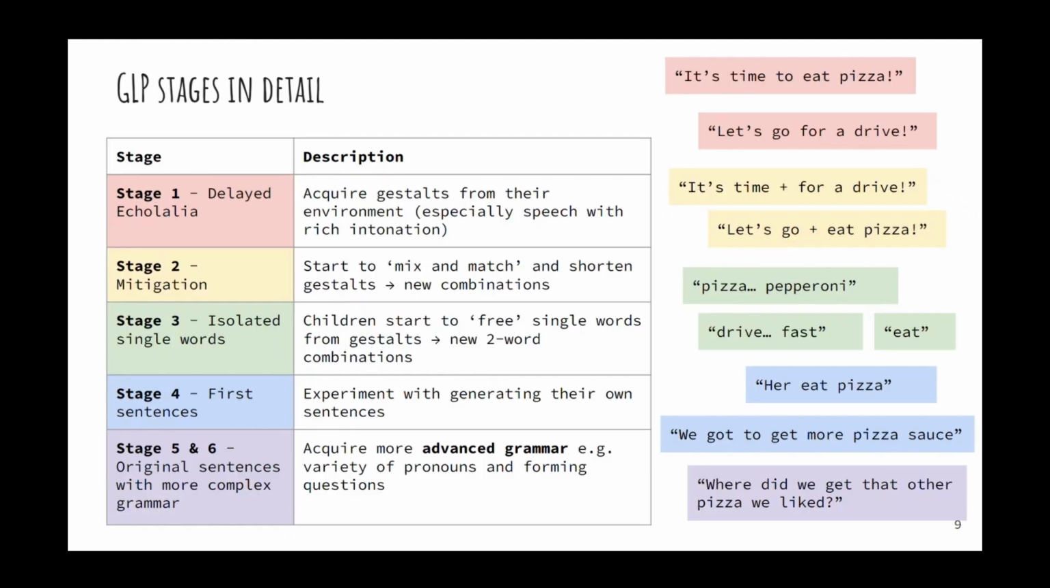So these are the GLP stages in more detail. I'm not going to go over them now, but you're welcome to come back and have a look at them at the end of the presentation. And this is just a summary of GLP stages and also some examples of how a child using this model of language processing will develop advanced grammar and flexible language over time.